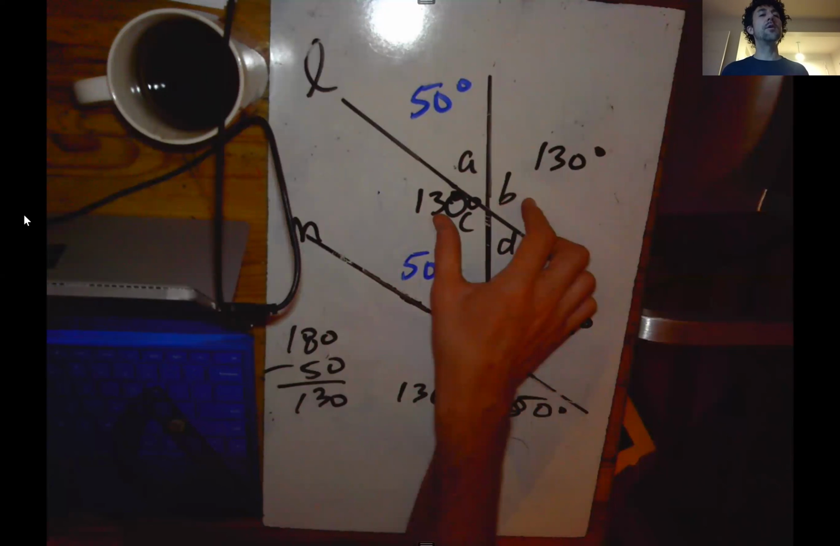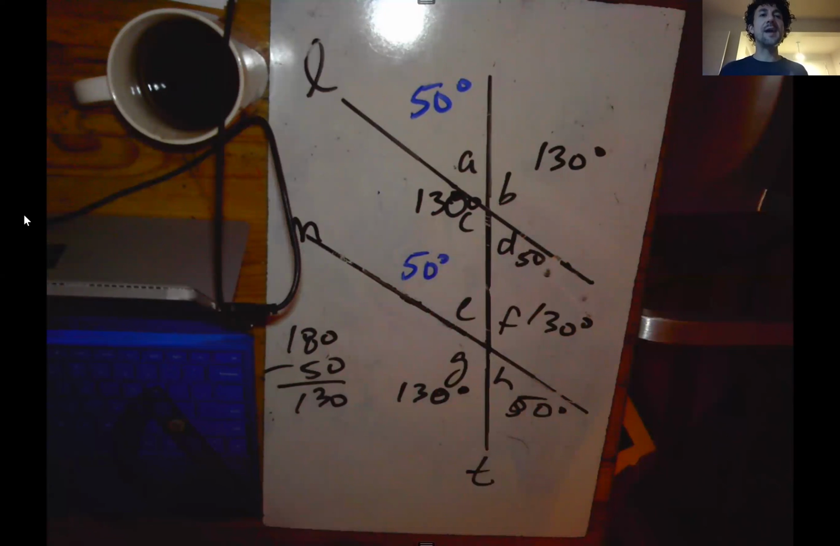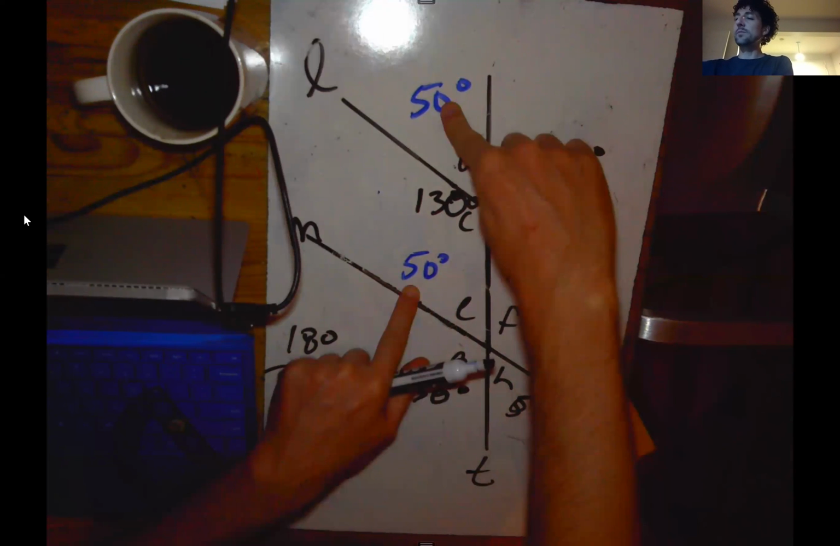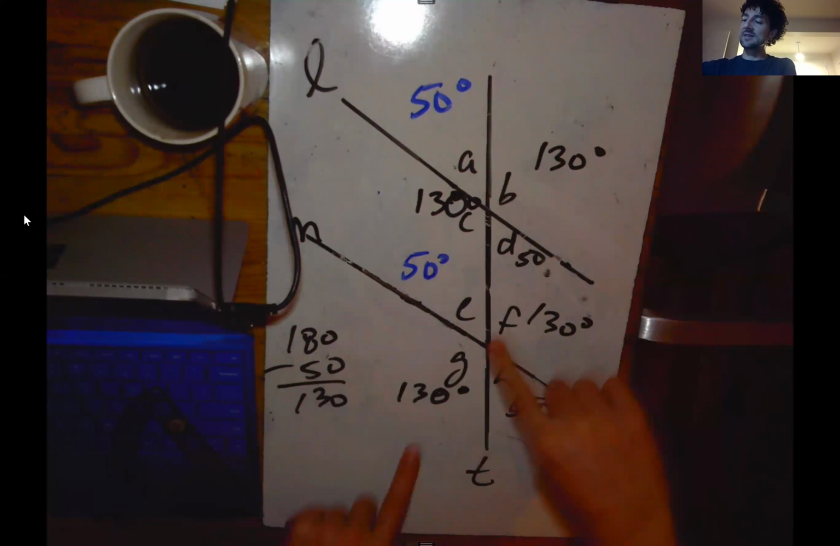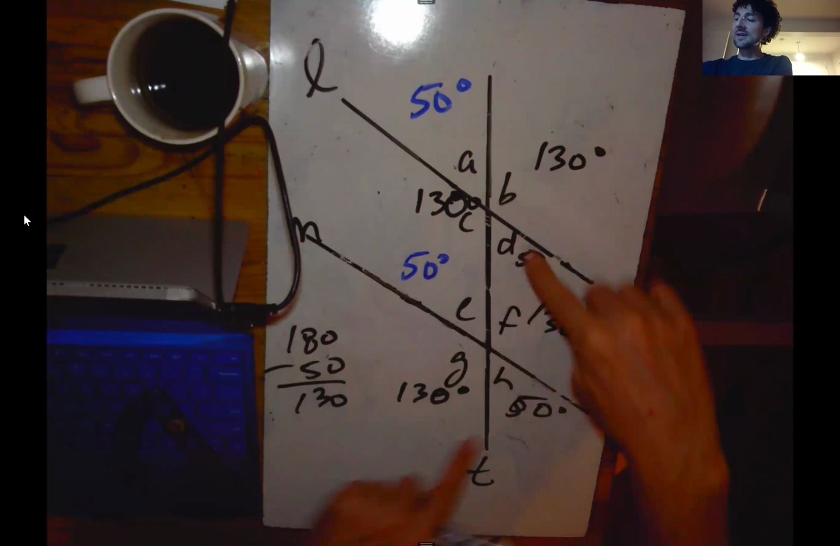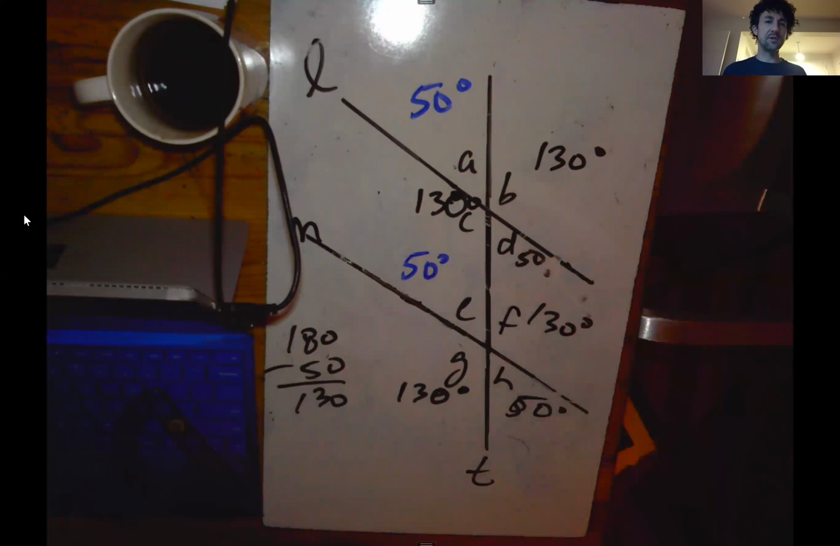So we already know that corresponding angles are now congruent because L is parallel to M. So upper left, A and E are congruent. Upper right, B and F are congruent. Lower left, C and G. Lower right, D and H. Corresponding angles are congruent. Now let's see what happened with our other special angle pairs.